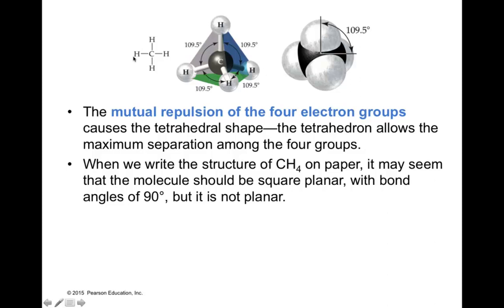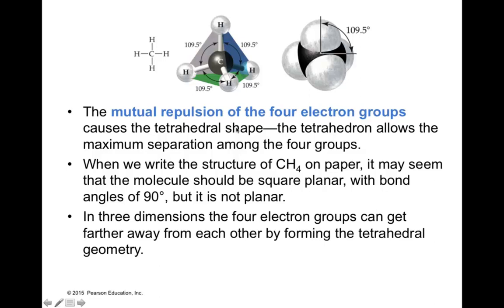So in this way, we can think that, okay, this is basically our square planar. The angle between them is 90 degrees, and it's true when you draw it this way, but in reality, the arrangement is a tetrahedral one where the angle is going to be 109.5 degrees. In three dimensions, the four electron groups can get farther away from each other by forming the tetrahedral geometry.